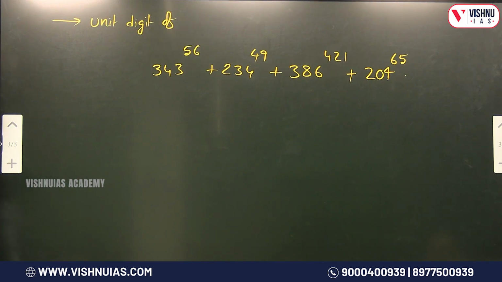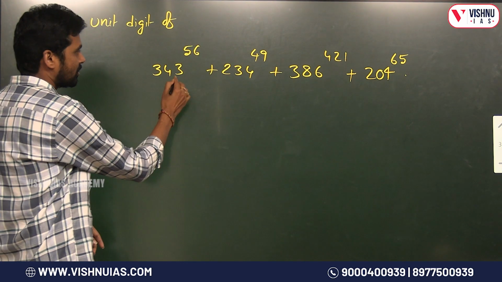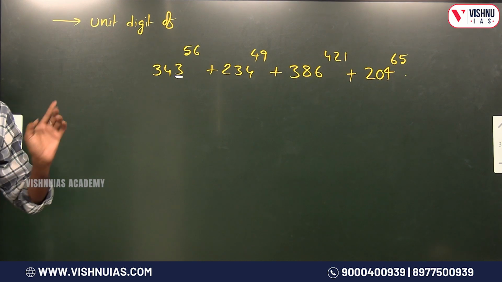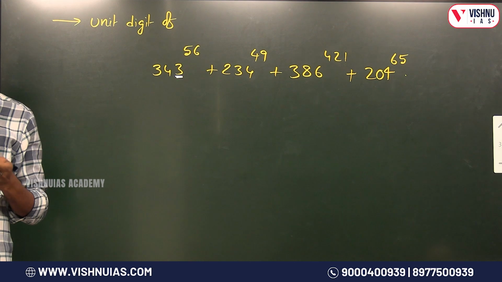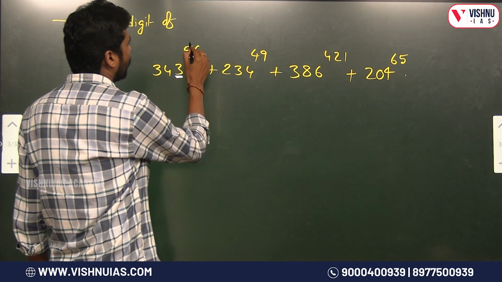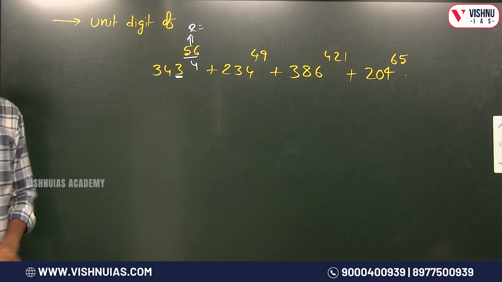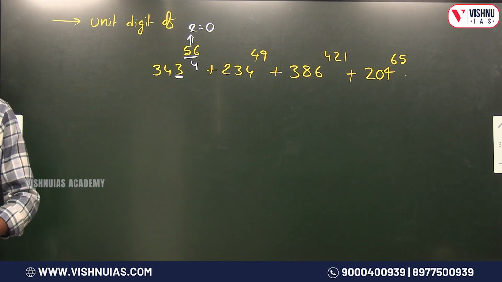Find the unit digit of this expression. You know the concept, right? So first 3. What is the logic for 3? Divide the power, for 2, 3, 7, 8. So 2, 3, 7, 8: divide the power by 4. 56 divided by 4. What is the remainder we'll get? R means the remainder. 0 is the remainder. If 0 is the remainder, then we take the power as what?